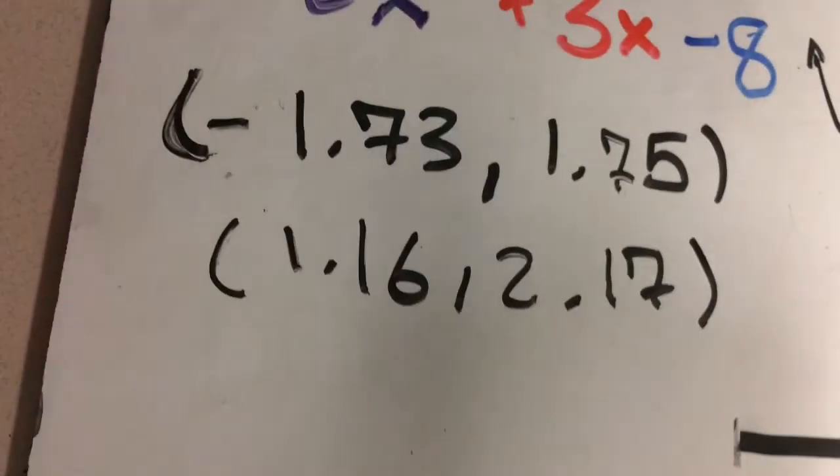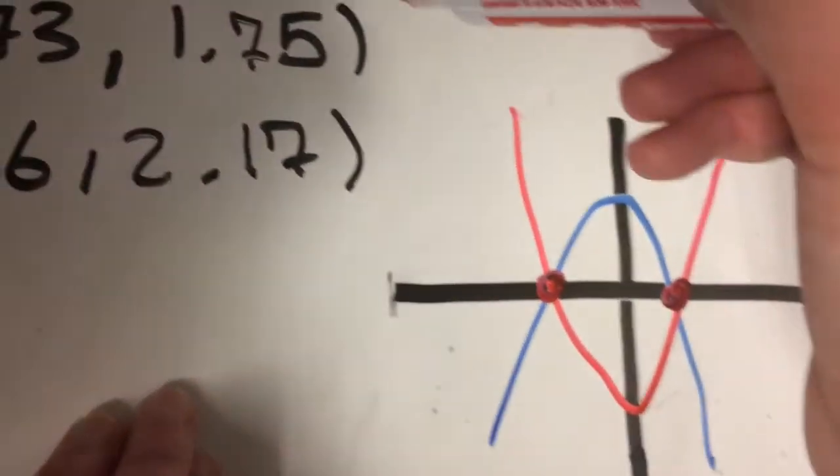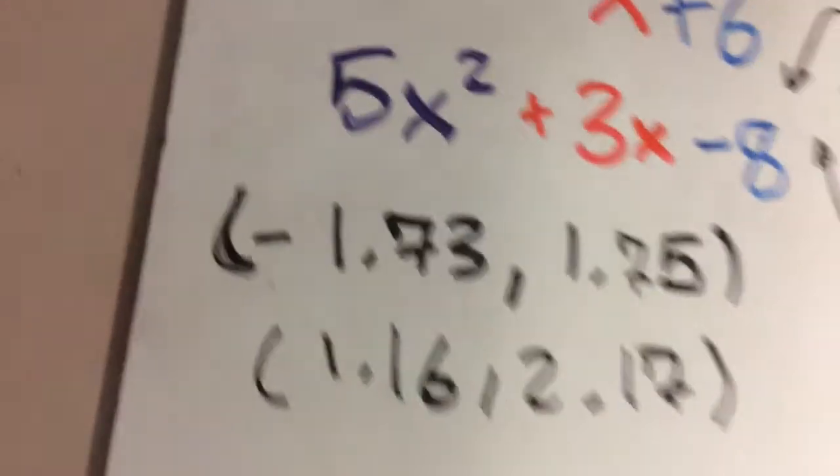They're going to be crossing like this at these points. Those are the intersection points.